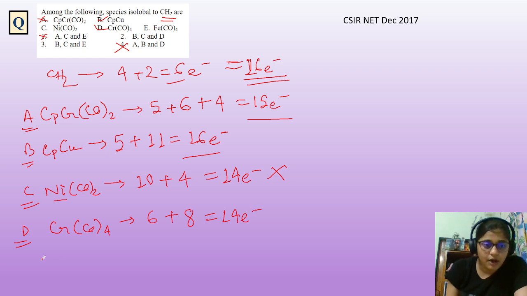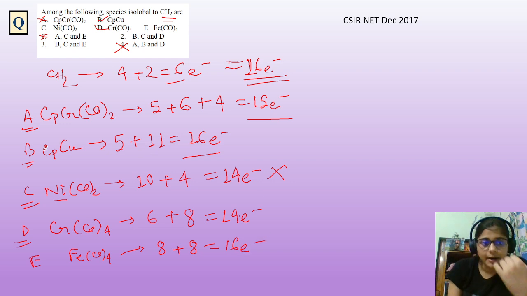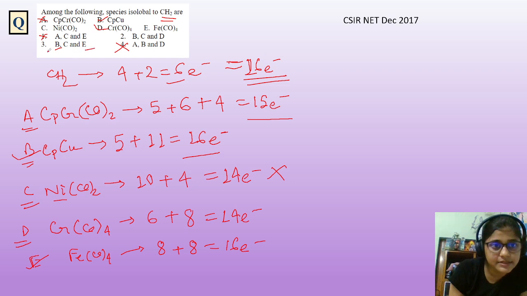Fine. Now E option. In the E option, Fe(CO)4. Okay. So Fe means here 8 and 4 carbonyl 8. This is 16. So only B and E are the correct options. I can see the option where B and E are there. This is only the C option, the 3rd option, right? But here C is also given.